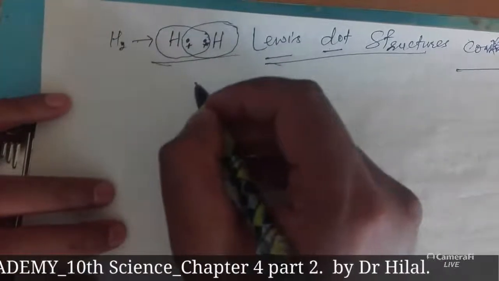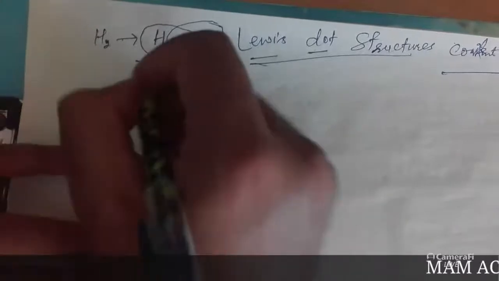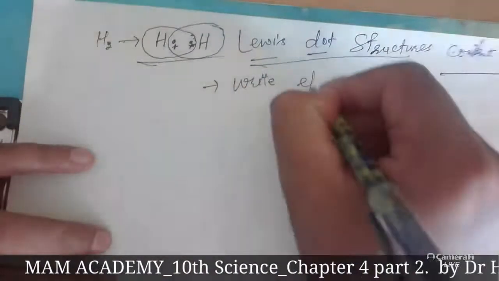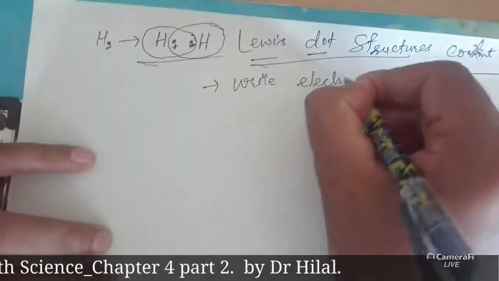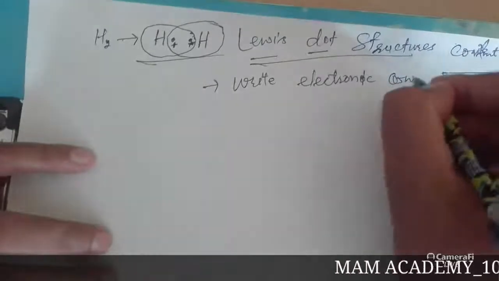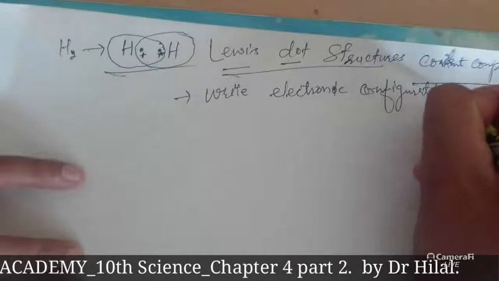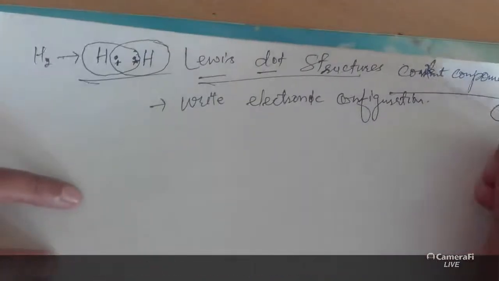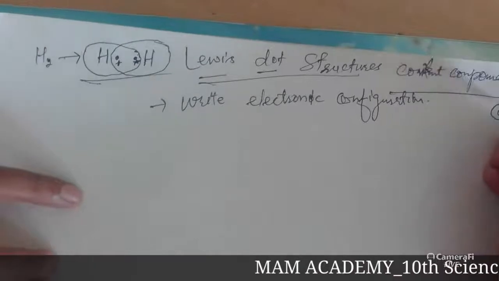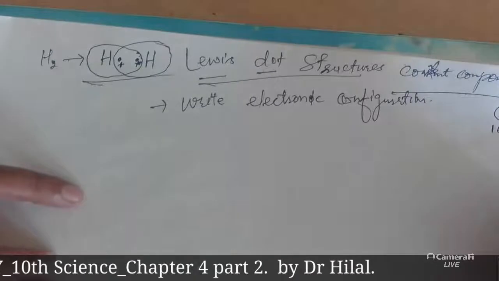First of all, we have to write the electronic configuration of all atoms present in that molecule. That is the first step. Configuration means how many electrons are there. For example, the hydrogen atom has one electron.